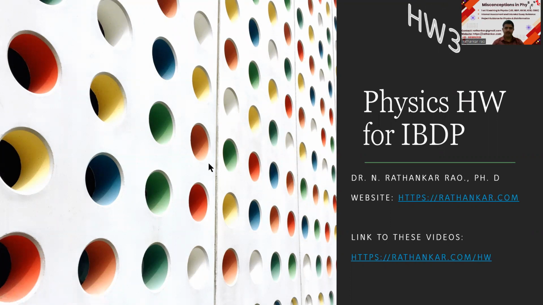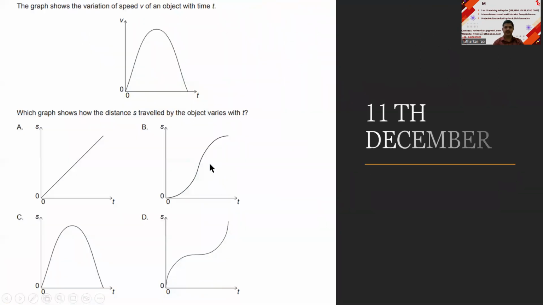The first question asks you about the graph showing the variation of speed v of an object with time. A V versus t graph is shown. Which graph shows how the distance traveled by the object varies with t? There are 4 graphs given. You need to find out which of these graphs matches what is given here. These are the plots of S versus t, distance versus t. So how do they match each other? What is the concept that you need to use? You need to know how to find the distance from the speed, right?